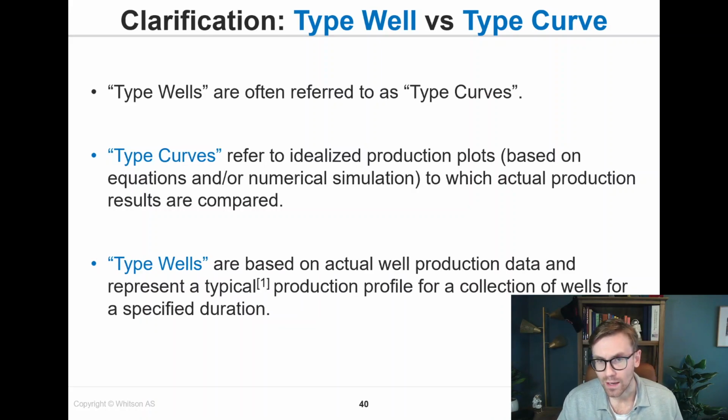Type wells, on the other hand, are based on actual well production data, and they represent, quote unquote, a typical production profile for a collection of wells, and also for a specified duration. How do you quantify what's a typical well?